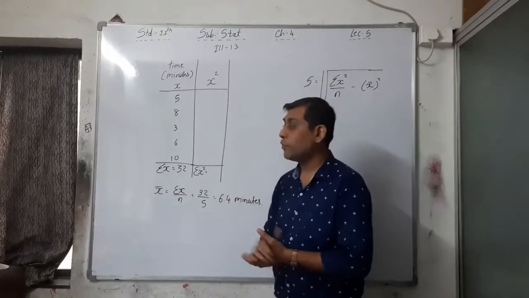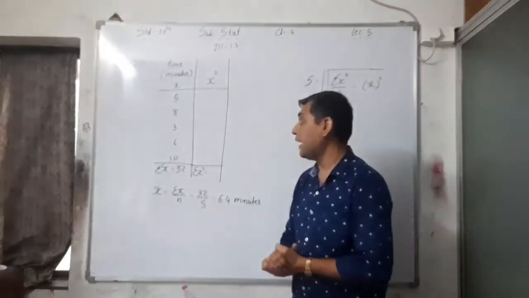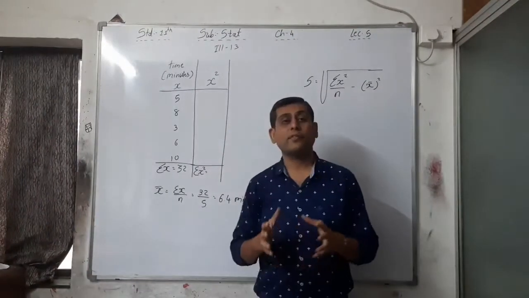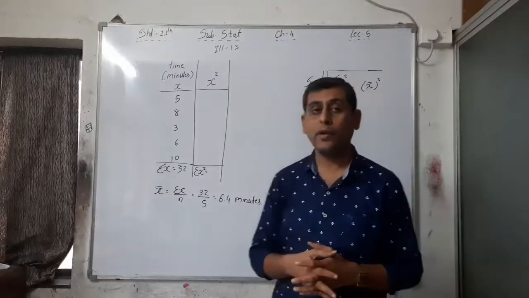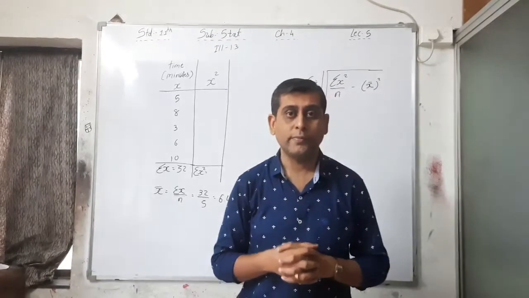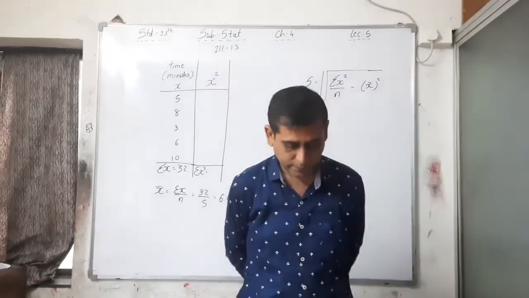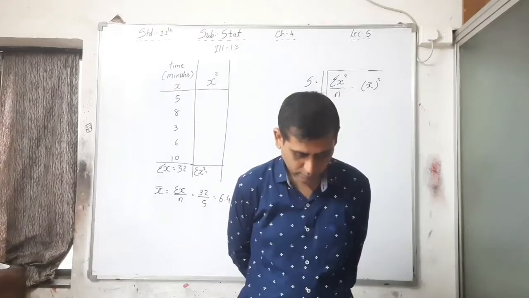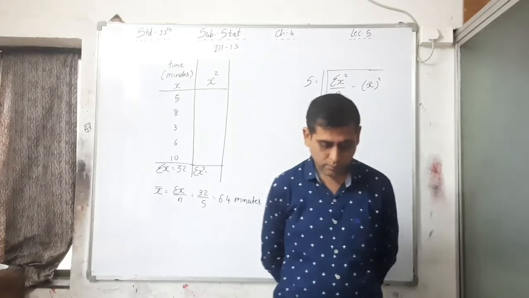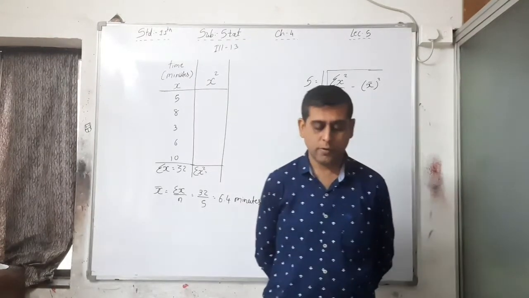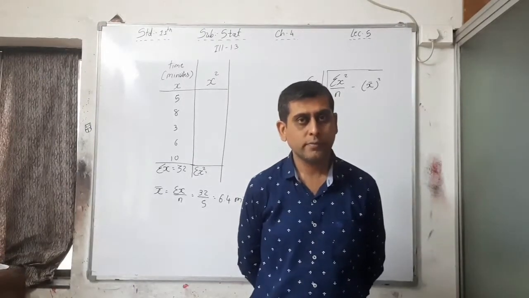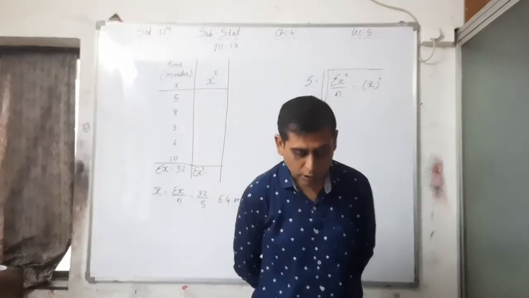X square means what? 5 square, 25, 8 square, 64, 3 square, 9, 6 square, 36, and 10 square, 100. Make the total. That is your sigma x square. Do that in your calci: 25 plus 64 plus 9 plus 36 plus 100. What is the total? Yes, it is 234.